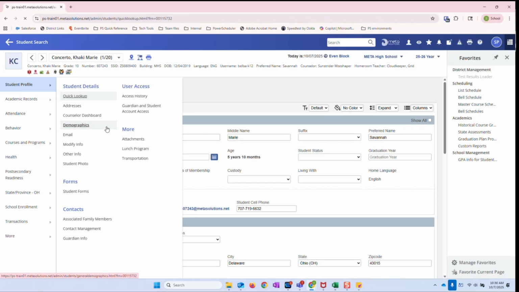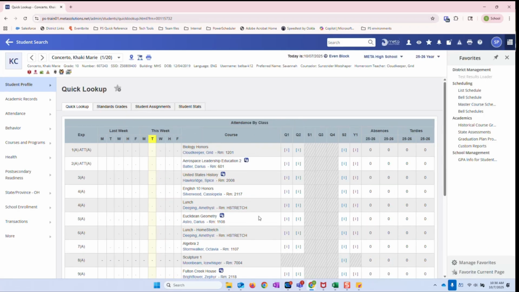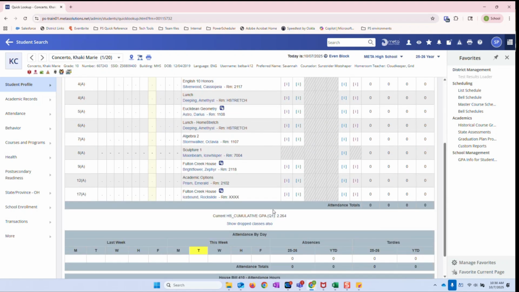So I'm going to go to quick lookup. And here, again, in training environments, I don't have grades in for this particular student. So therefore, this student doesn't have current Q1 grades, but they would if this were an actual environment where teachers were putting in grades and it's October and we're about to close down for the end of Q1. They would have grades here. But I do want to point out, this particular power hours focuses on GPA. So we're going to pop down here, and I want to point something out here.